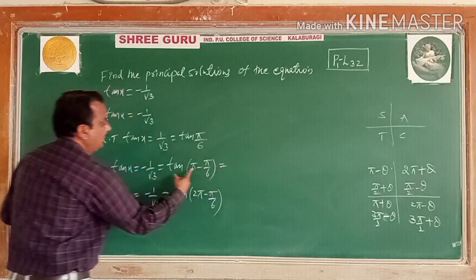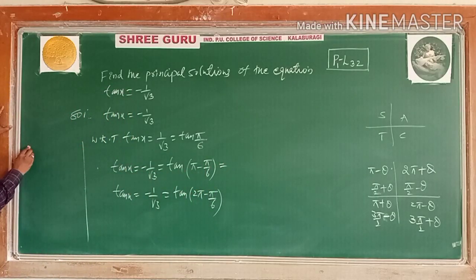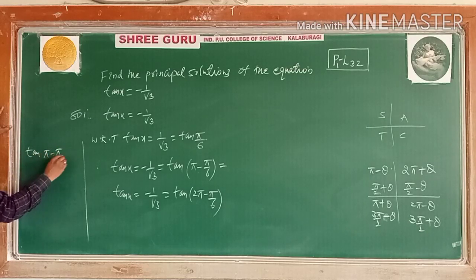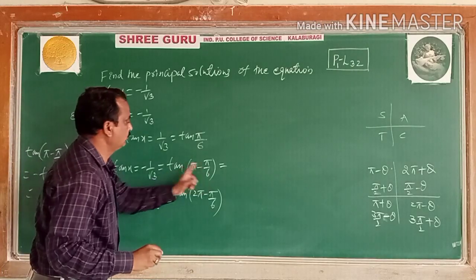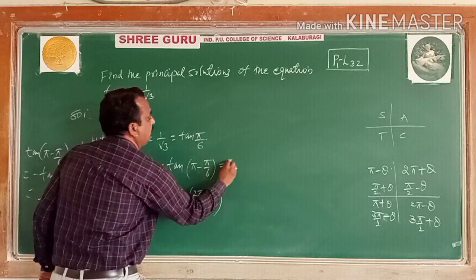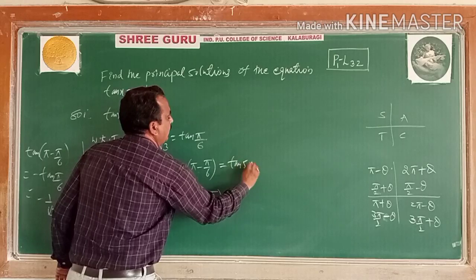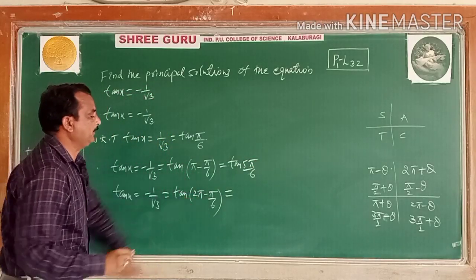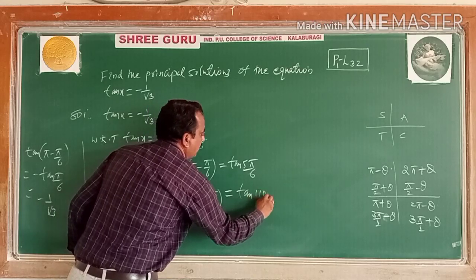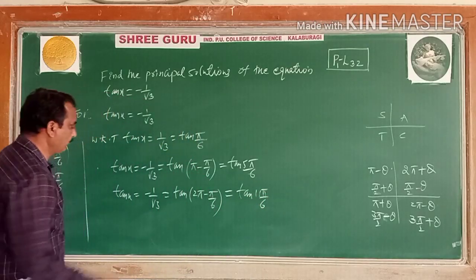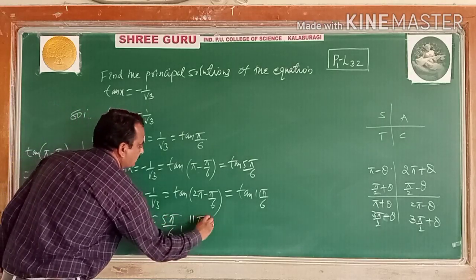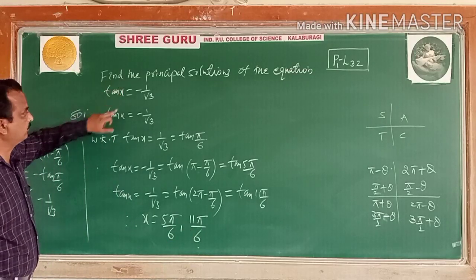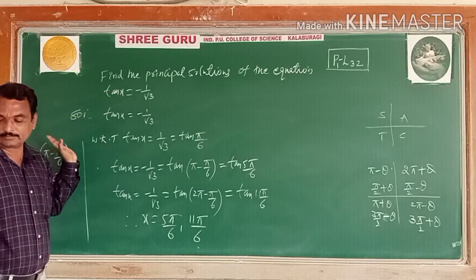See how much it is; you may calculate their values separately. Tan of pi minus pi by 6: no change, it is in the second quadrant, negative, so minus 1 by root 3. Pi minus pi by 6 is 5 pi by 6, and 2 pi minus pi by 6 is 11 pi by 6. So the values of x are 5 pi by 6 and 11 pi by 6. These two are the principal solutions of the given equation tan x equal to minus 1 by root 3.